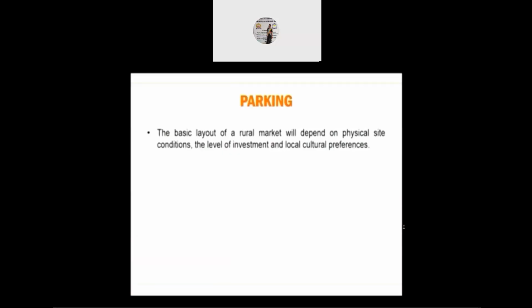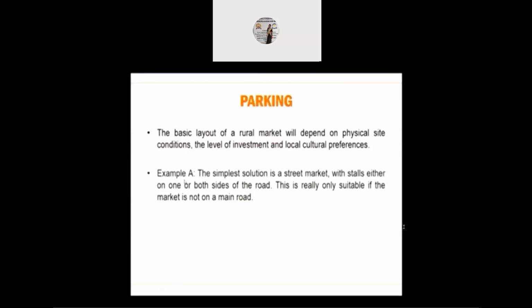Parking. The basic layout of a rural market will depend on physical site condition, the level of investment, and local cultural preferences. Example A, the simplest solution is a street market with stalls on either one or both sides of the road. This is really only suitable if the market is not on the main road. So we must ensure we have parking not only for the users but also for the vehicles that bring in the commodities, so that it does not create congestion.